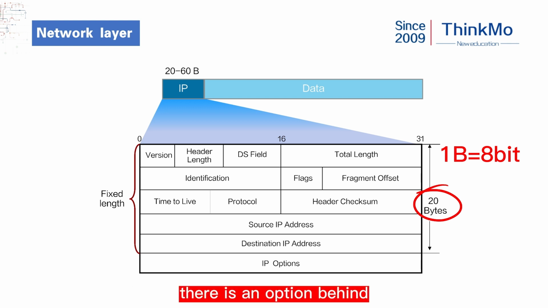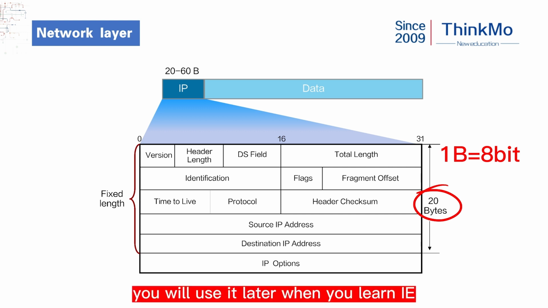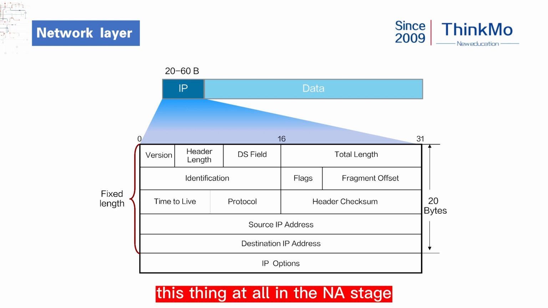There is an option behind, but it's basically useless. If options are added in the future, then it will take up some bits. Just understand this. The DS field is Differentiated Services, which has another name, DSCP. You will use it later when you learn IE. We don't need to pay attention to this at all in the NA stage.